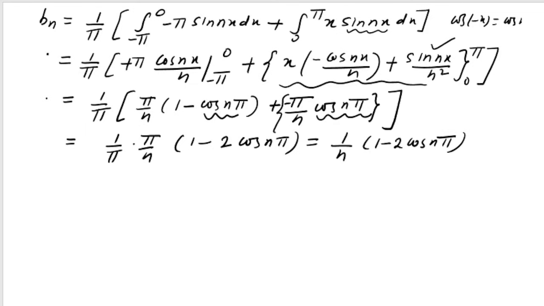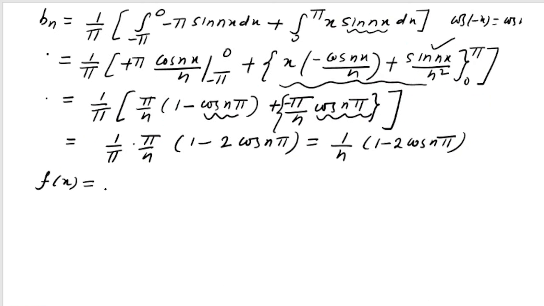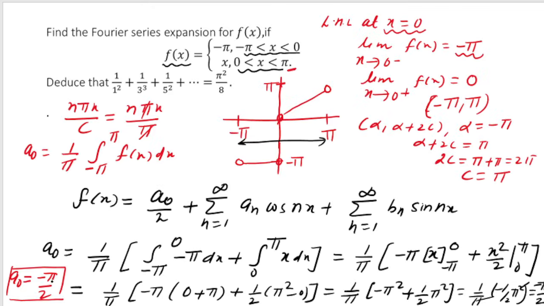So I have got all the three Fourier coefficients now. Now it is the time to write the Fourier series. So what is the Fourier series? F of x is equal to a naught by 2. So a naught I got minus pi by 2. So if I take it by 2, it will become minus pi by 4.